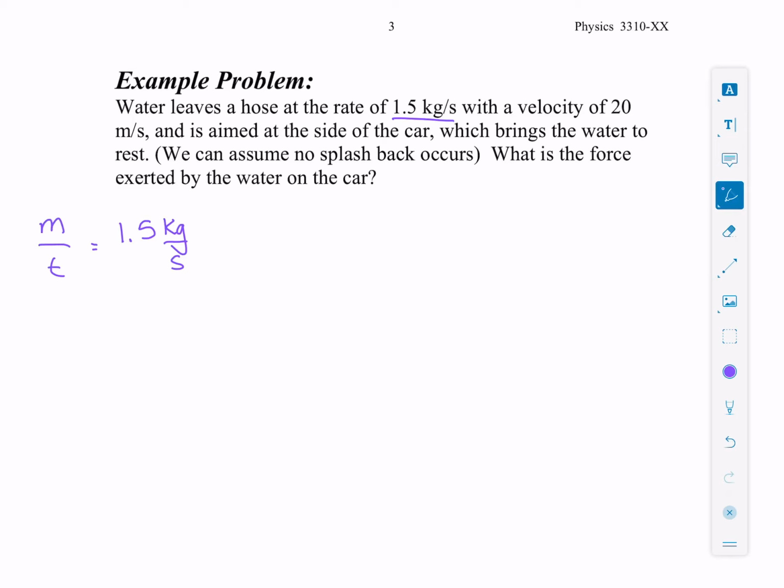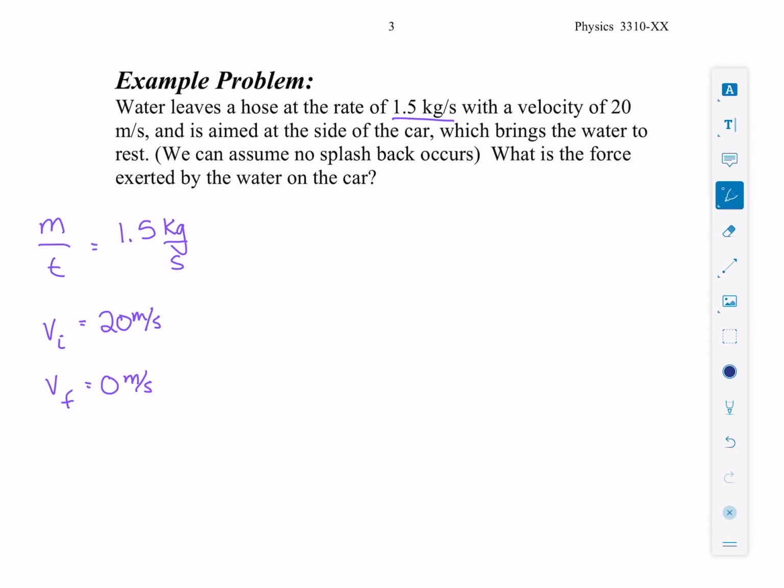They leave it with a velocity of 20 meters per second. So my initial velocity is 20 meters per second, and it's going to hit the car, which brings it to rest. My final velocity is therefore 0 meters per second. I want to know the force exerted on the water by the car.